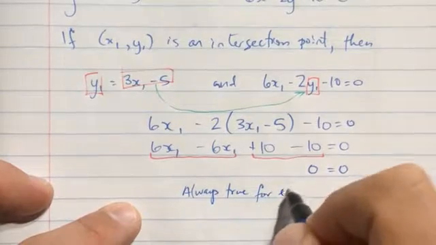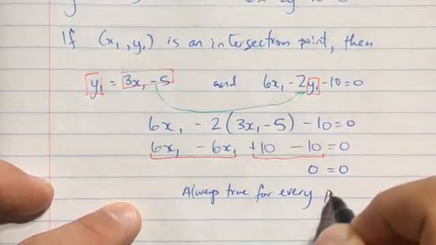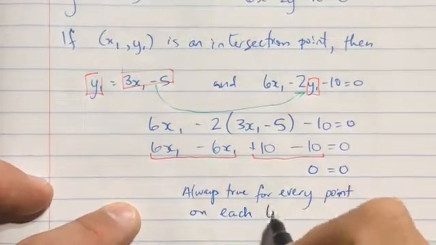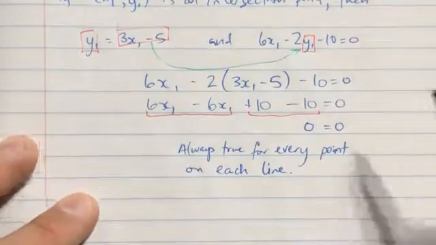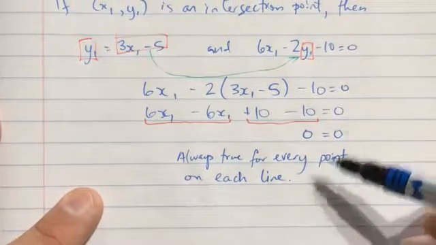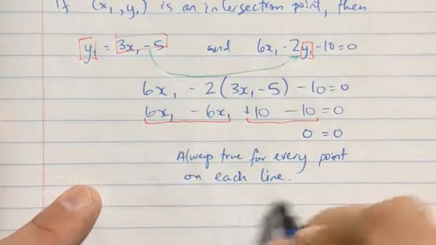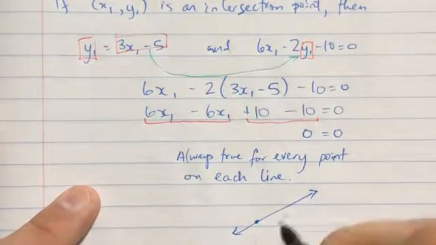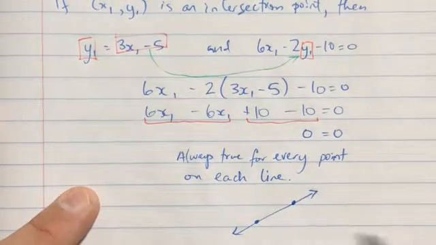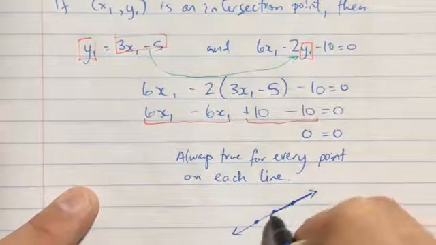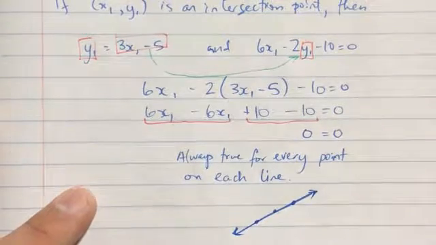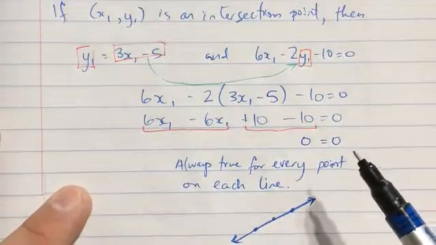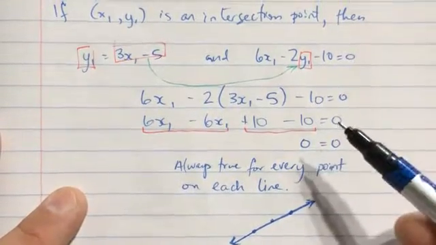for every point on each line. That is, any point that you choose on one line is a point on the other line. So if I choose a point, I can say, yes, that's an intersection point. If I choose another point on a line, that's an intersection point. They're all intersection points, which means the lines just directly overlap one another. So every x1, if you like, will give a y1 that is an intersection point.